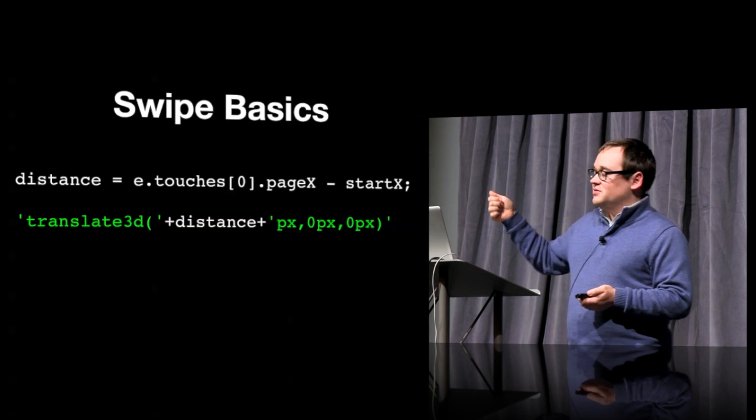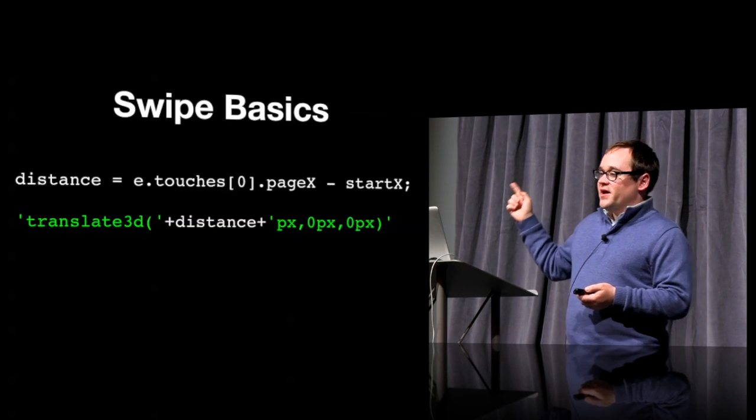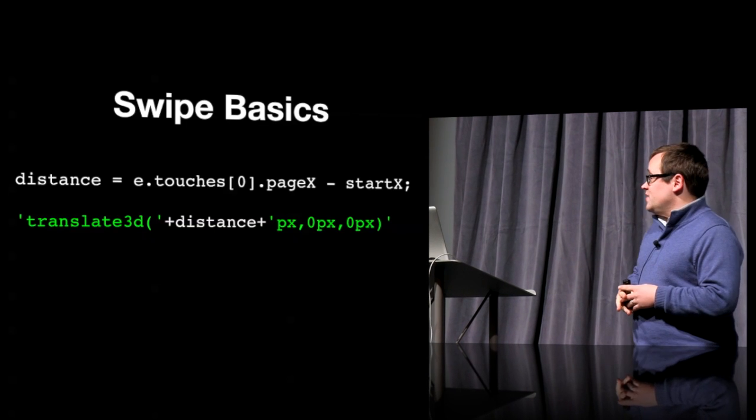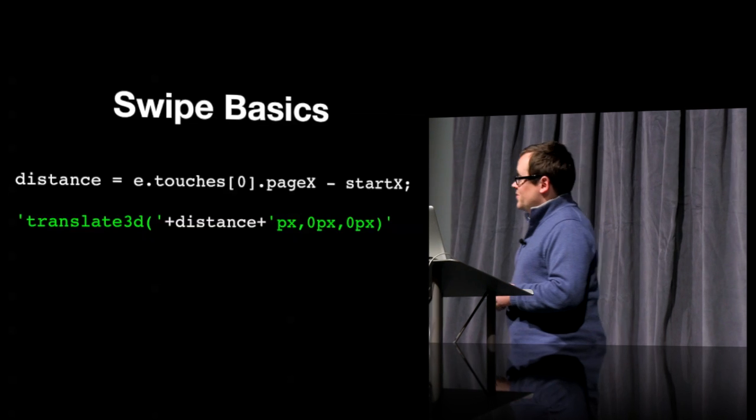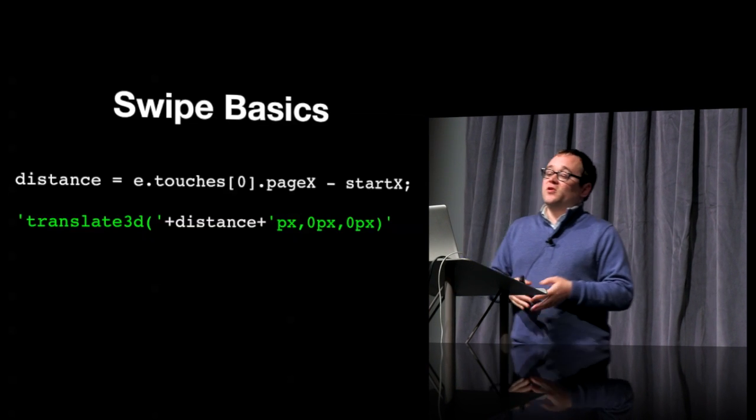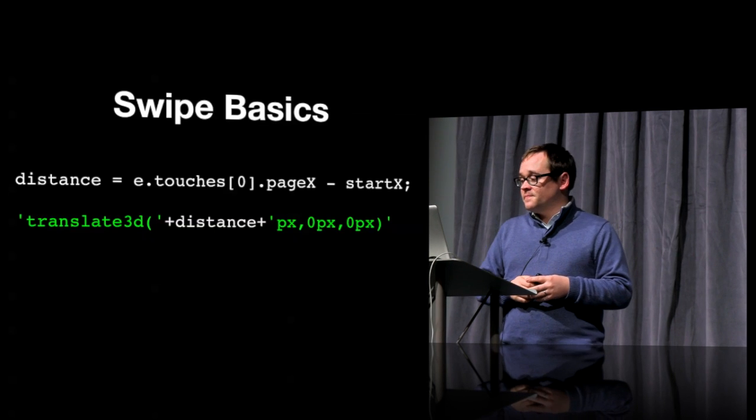If I see a photo, or any kind of content, I think I could interact with it with swipes. The swipe gesture is easy, right? Distance equals my current position minus my start position. Apply it to translate3d. I use translate3d because it's hardware accelerated. That means you're getting that off of the CPU. You need the CPU for doing JavaScript.